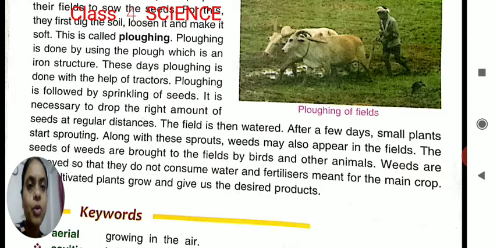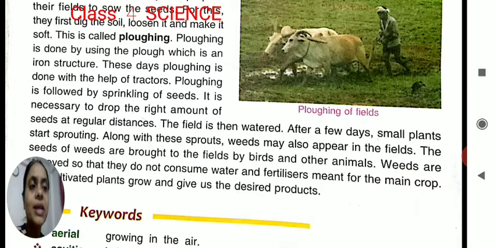Ploughing is followed by sprinkling of seeds. Now, sprinkling of seeds is also very important, because it needs a process. It needs a way to sprinkle the seeds in the ground, because it is necessary to drop the right amount of seeds at regular distance. The field is then watered. After sowing the seeds at regular distance, the field is watered, because the plants require water to grow. That's why after sowing the seeds, the field is watered.